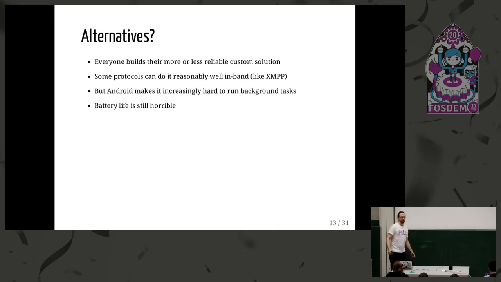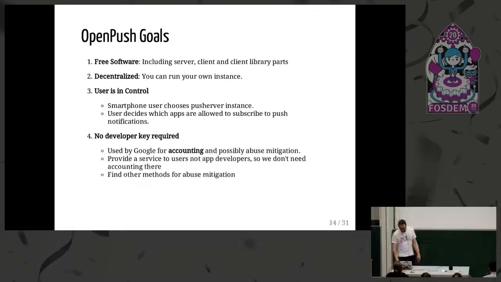But Android makes it quite hard to run background tasks. So it's a struggle. And the battery life is still horrible if you have all the different apps with all their persistent connections. So what do we want to do differently?